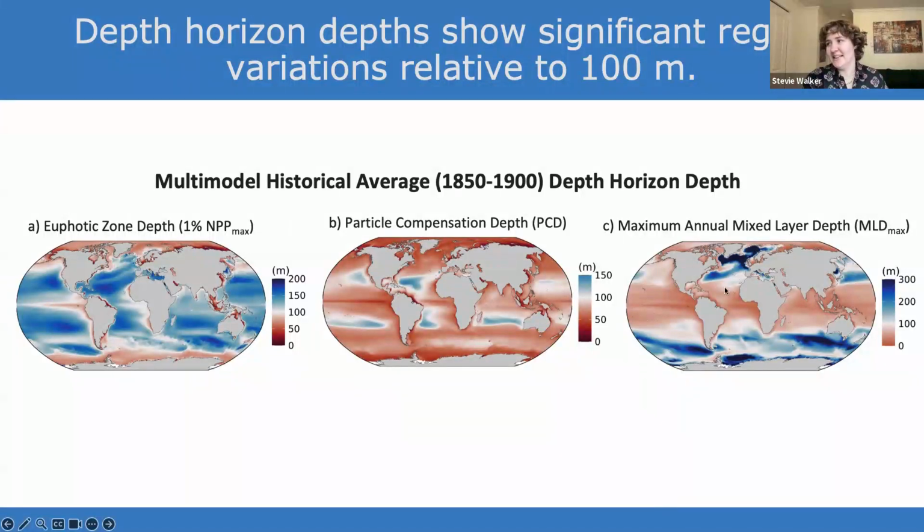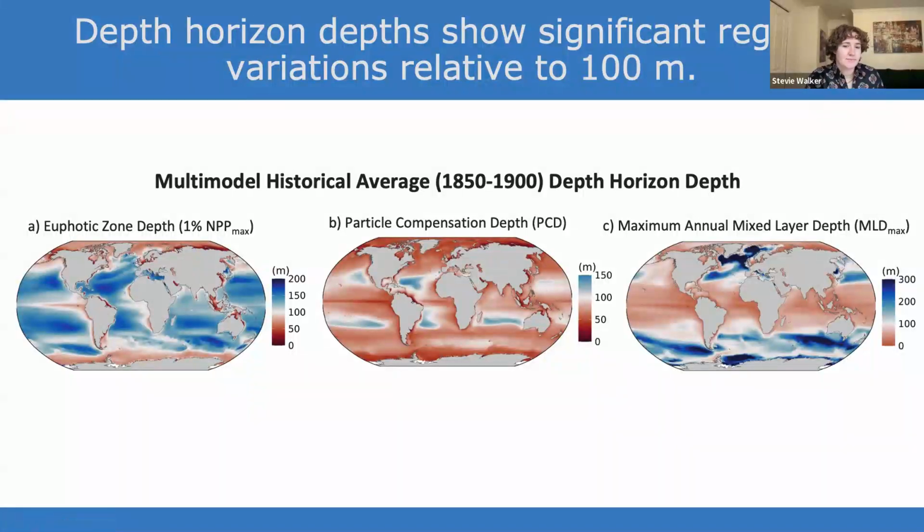Like over here in the maximum annual mix layer depth horizon, we see much greater annual average mix layers in these regions of convective mixing. And then at the particle compensation depth, the main areas where it's deeper than 100 meters is in the gyres, which could be indicative of more deep biomass or chlorophyll maxima. And then in the euphotic zone, it's deeper than 100 meters in most of the ocean, but we can see how it's shallower in these areas of highly productive regions.